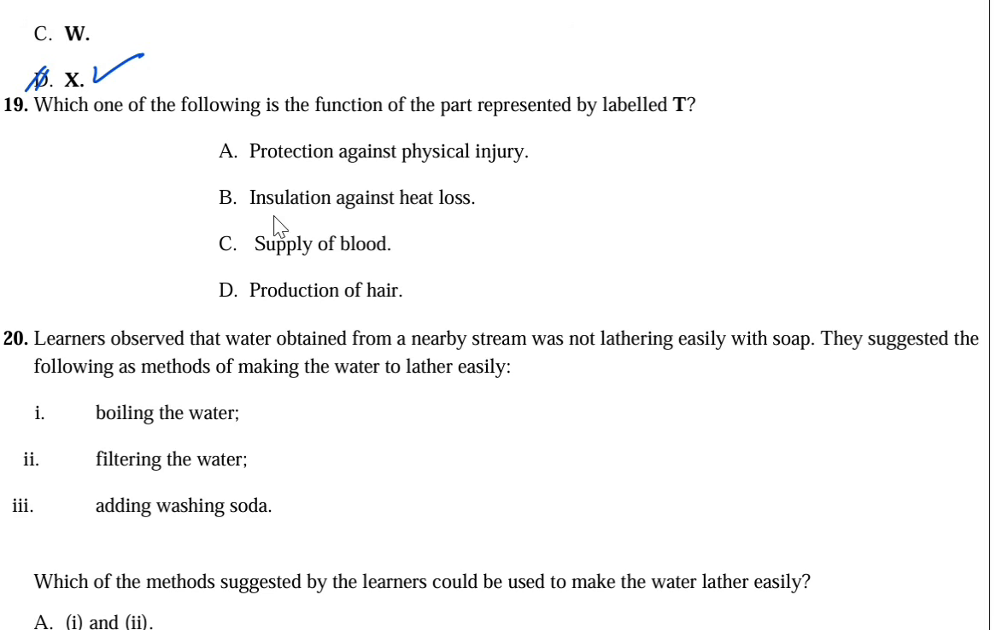B, insulation against heat loss. C, supply of blood. D, production of hair. To start with, it is not D, production of hair. It is from the hair follicle, not the epidermis. Supply of blood: know that the blood capillaries and the blood vessels are found in the dermis, not the epidermis. Insulation against heat loss is done by the fat layer. And therefore, the correct option is A, protection against physical injury.